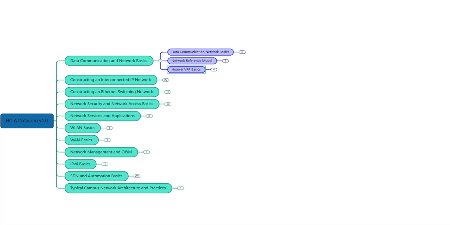Finally, we introduce Huawei's network operating system called the Versatile Routing Platform. We look at the basic commands, the basic operations, the basic do's and don'ts of this operating system.